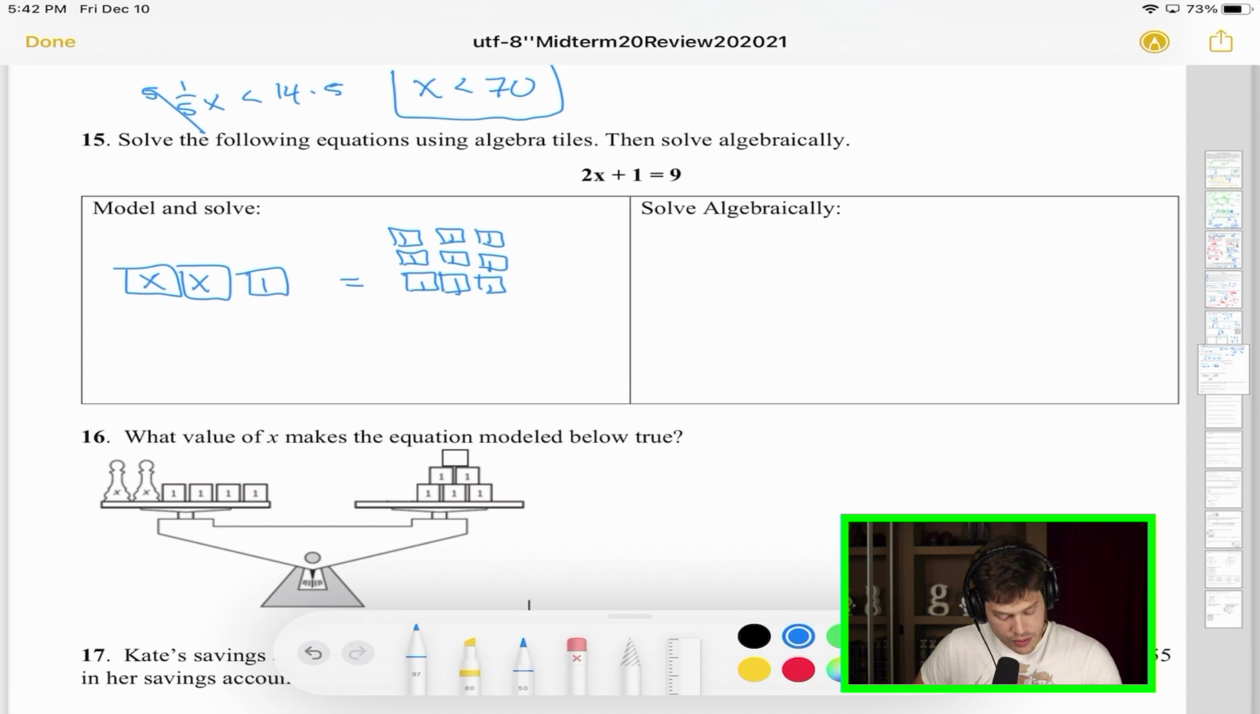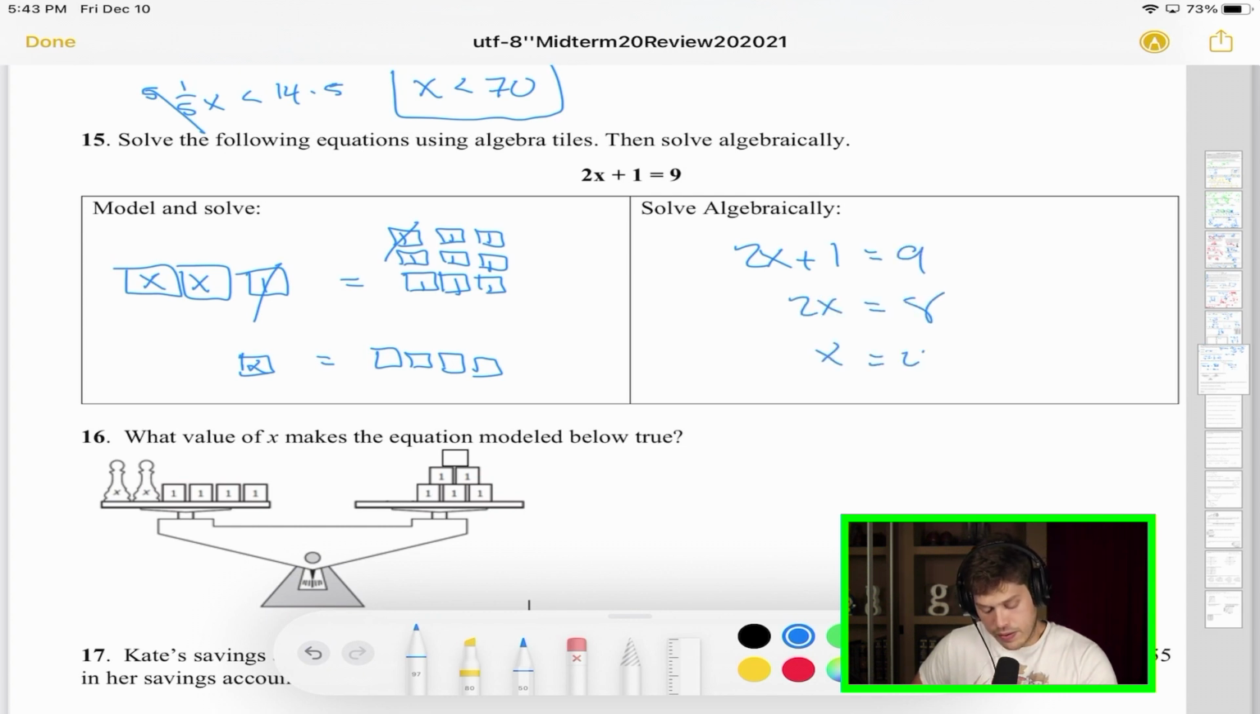Okay, we're going to subtract 1 from both sides, so we're going to mark them out. So we have 2 x's equal to 8 1s, so each x equals 4 1s. Right, and we had 2x plus 1 equals 9. We subtracted 1 on both sides to have 2x equals 8, and then we have x equals 4.